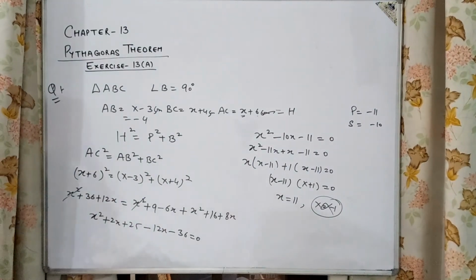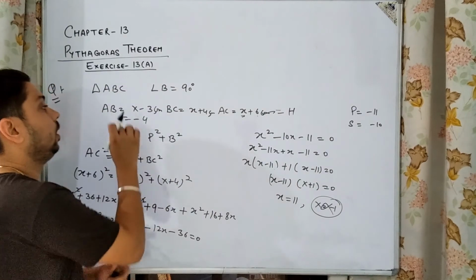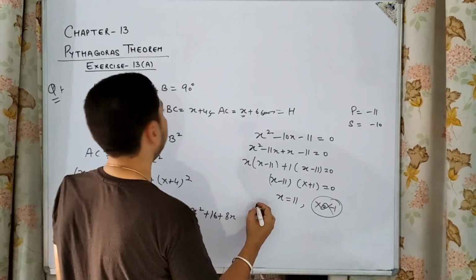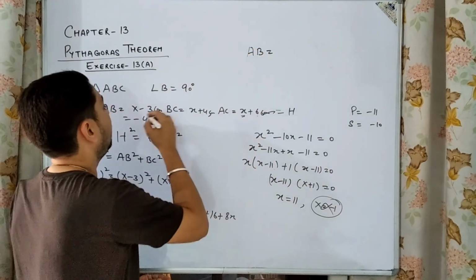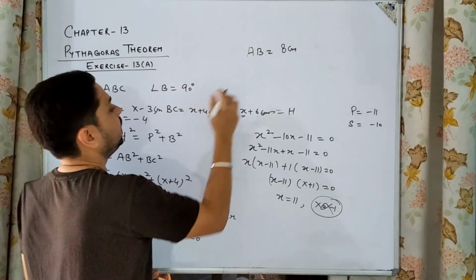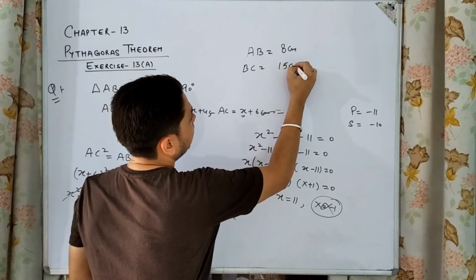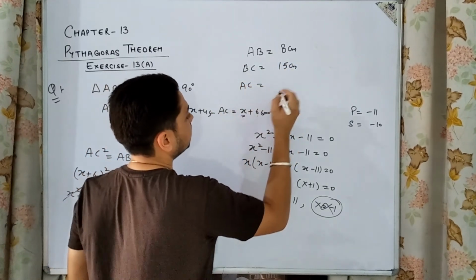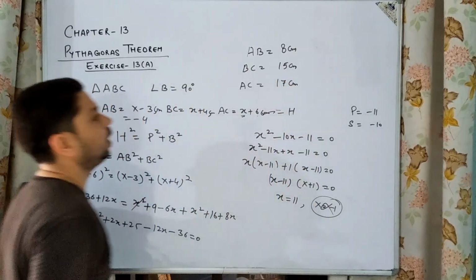Now we have x is equal to 11, then substitute this value here. We have AB will be equal to 11 minus 3, 8 centimeter. Then BC is equal to 11 plus 4, that is equal to 15 centimeter. Then AC is 11 plus 6, that is equal to 17 centimeter.